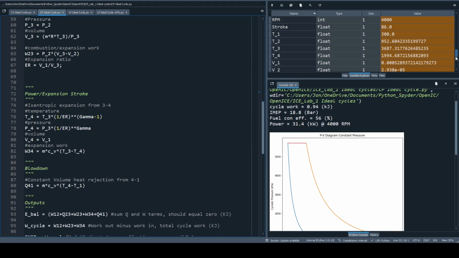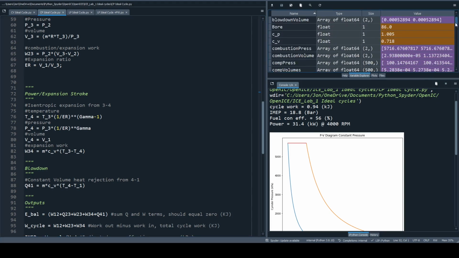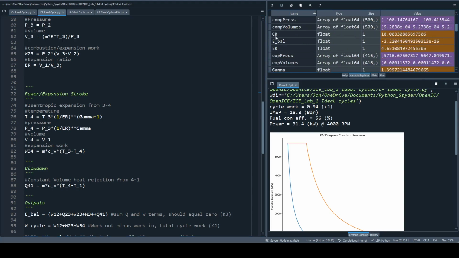We did increase our compression ratio up to 18 to 1, so this is pretty typical for a medium or high-speed diesel. 18 to 1 is good. Just comparing with our same displacement from the CV cycle, we lost a little bit of cycle work and IMEP, so power's down.